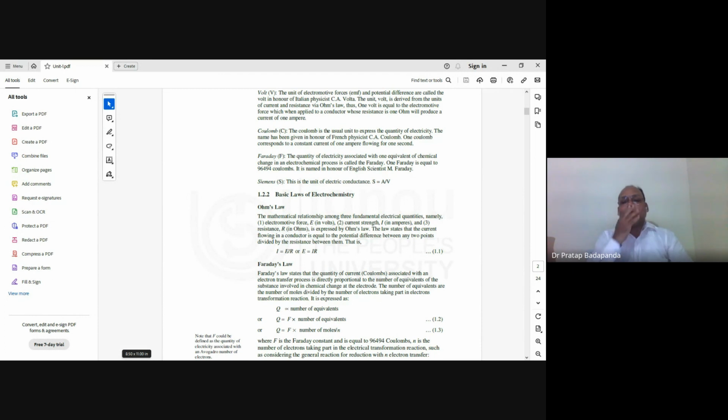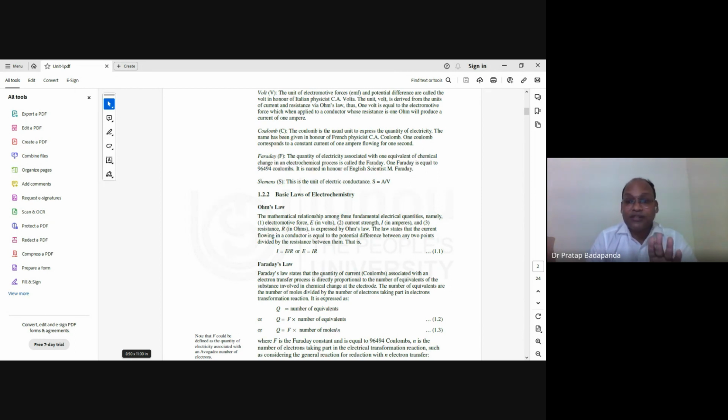The relationship between I, E and R is that I is directly proportional to E and inversely proportional to R. So E, the electromotive force, is equal to I times R. That means ampere as well as resistance.